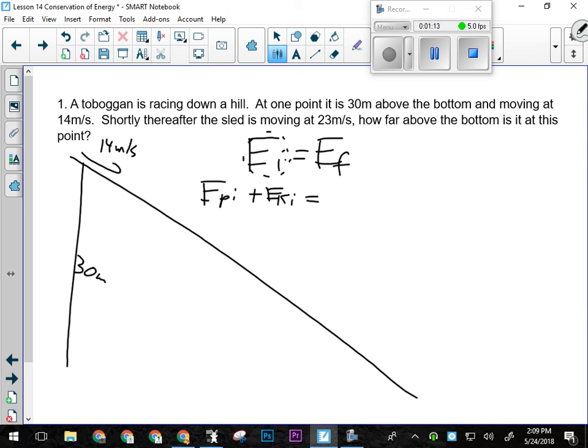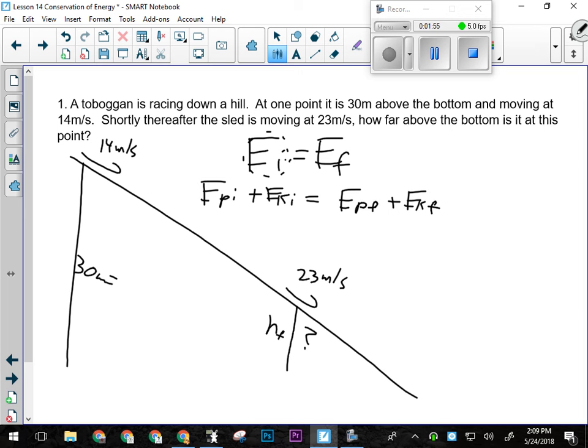All right, the other position, we're told we're looking for how far above the bottom, so we would have to assume we're not at the bottom. Would this be when it's moving at 23 meters per second? So does it have both kinds of energy, potential and kinetic, at that spot as well? Most likely, right? They wouldn't ask us to calculate the height if the height was 0. So we would have to assume that it's moving, so it's got kinetic, and it's still above the bottom, so it has potential. So we would say EPF plus EKF. Okay, so what I'm looking for is the final height.